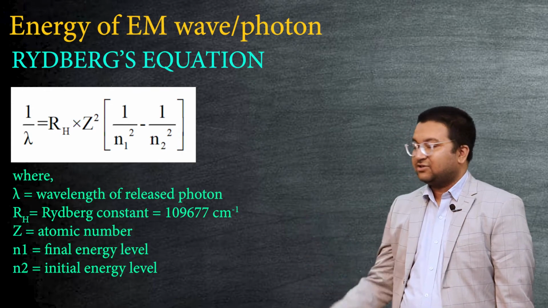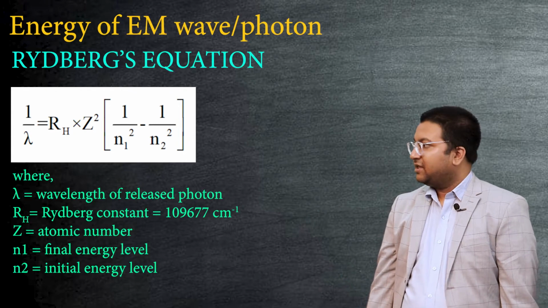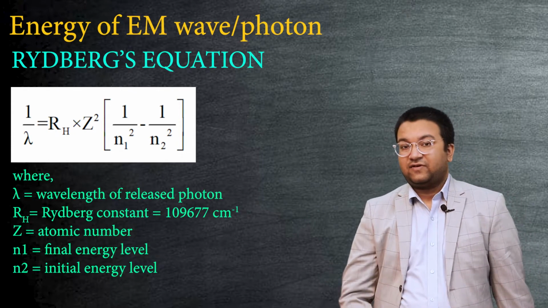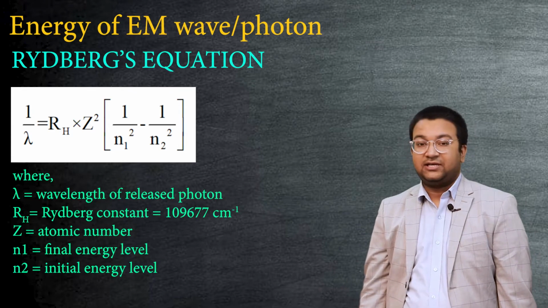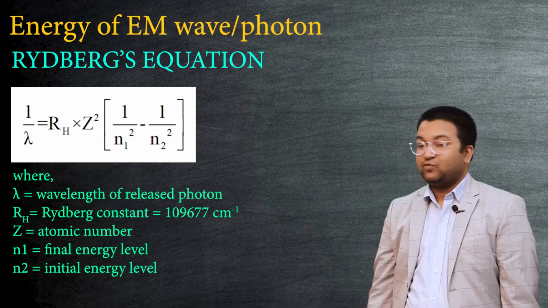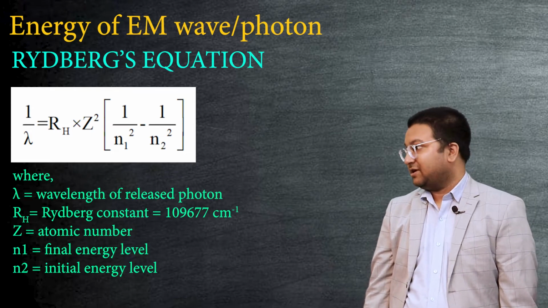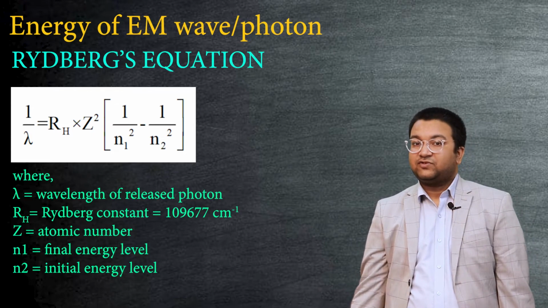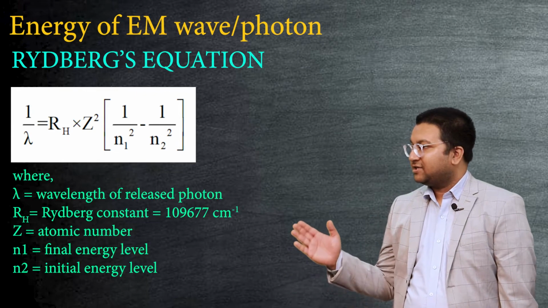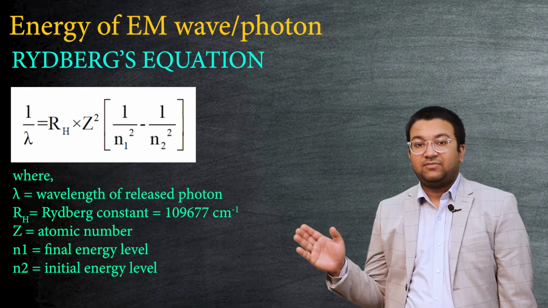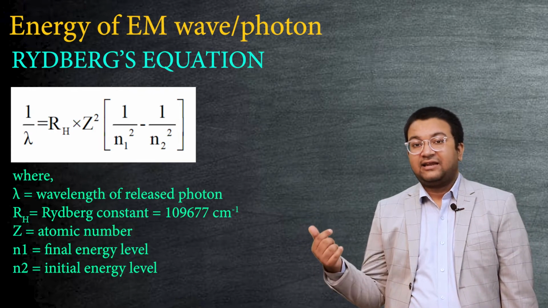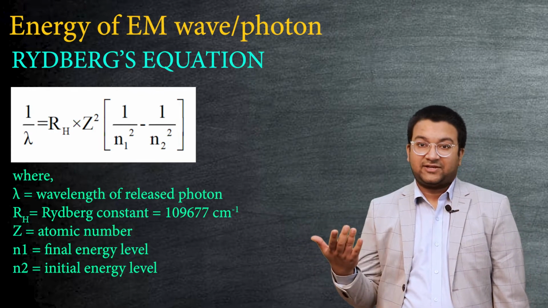This Rydberg equation is very important because it also has a constant known as RH. The value of RH is taken in two different ways. In this context, since we are calculating the wavelength, RH is taken as 109677 centimeter inverse. So this is the constant which you are using. Lambda here is the wavelength, R is the Rydberg's constant, Z is the atomic number, and N1 and N2 are the final and initial energy levels respectively.